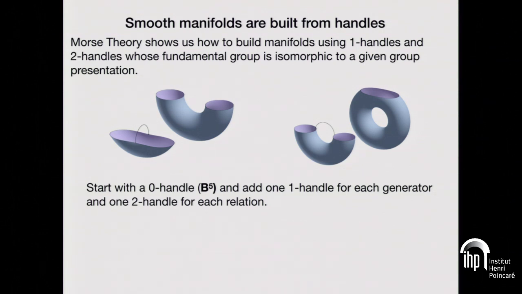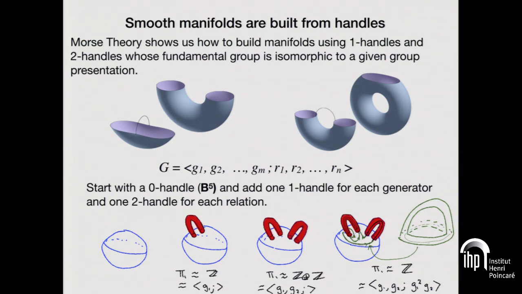So how do we do this? Well, we start with a ball, in our case a five ball. And then we start attaching handles to construct a space whose group is given by this presentation that we're given.